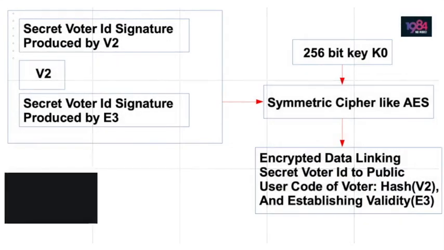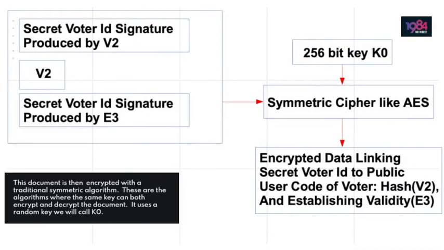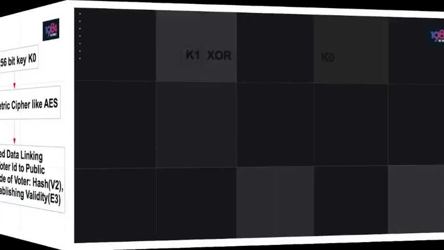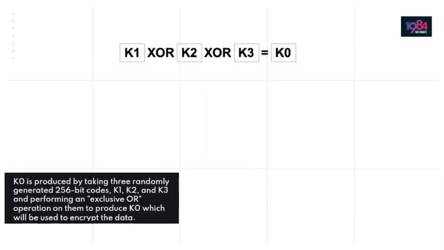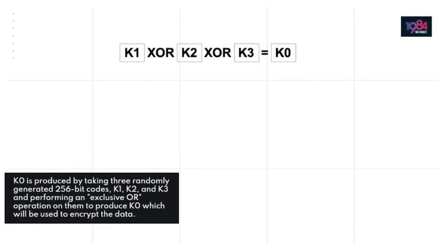This document is then encrypted with a traditional symmetric algorithm. These are the algorithms where the same key can both encrypt and decrypt the document. It uses a random key we will call K0. K0 is produced by taking 3 randomly generated 256-bit codes, K1, K2, and K3, and performing an exclusive OR operation on them to produce K0, which will be used to encrypt the data.